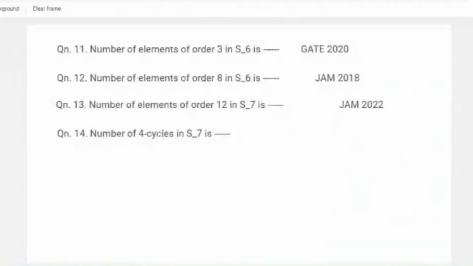Okay, question number 11, you can easily answer. The number of elements of order 3 in S6. Actually, there is a formula to find it. In Sn, all these questions can be answered using this formula.